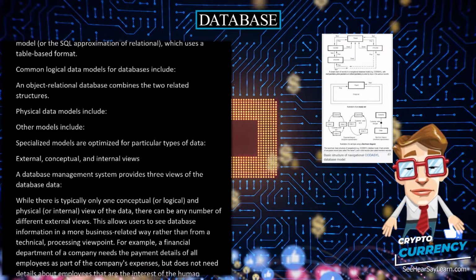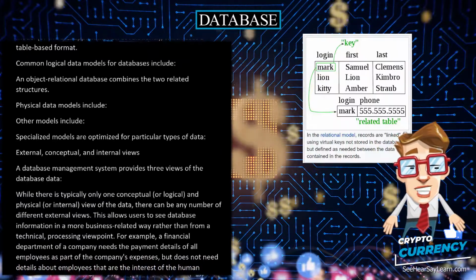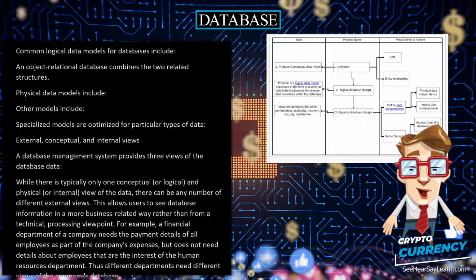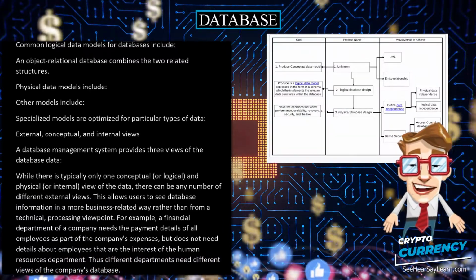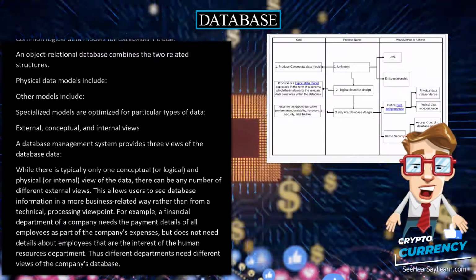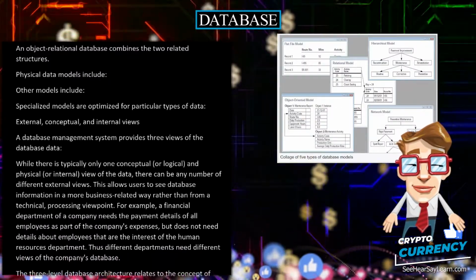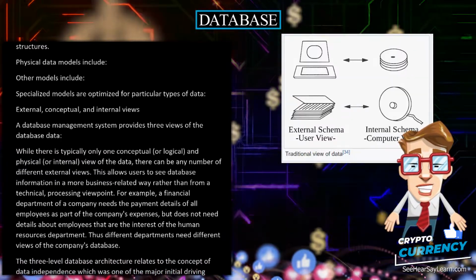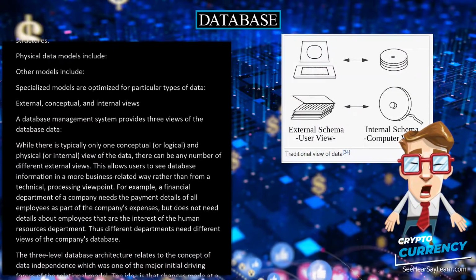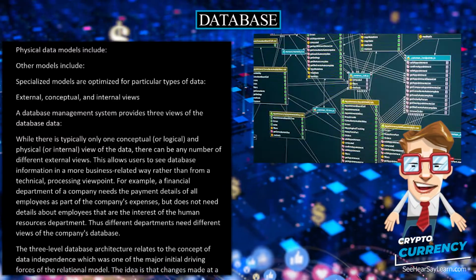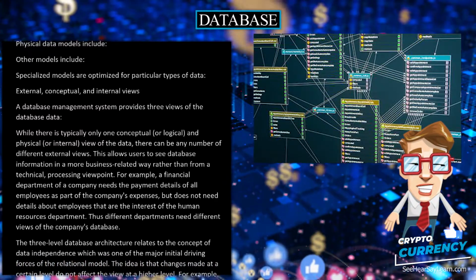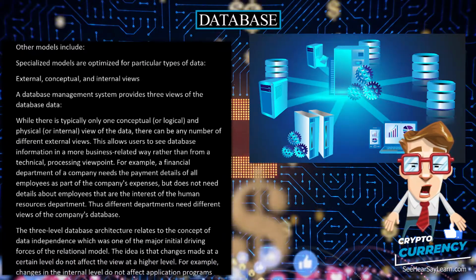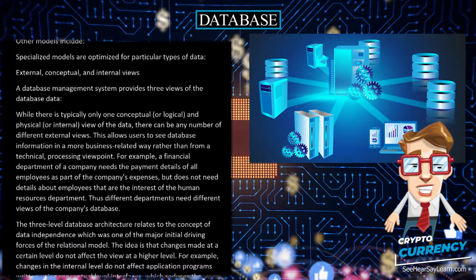The three-level database architecture relates to the concept of data independence, which was one of the major initial driving forces of the relational model. The idea is that changes made at a certain level do not affect the view at a higher level. For example, changes in the internal level do not affect application programs written using conceptual level interfaces, which reduces the impact of making physical changes to improve performance. The conceptual view provides a level of indirection between internal and external.